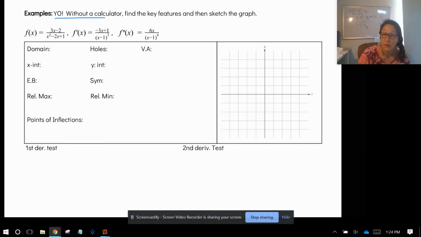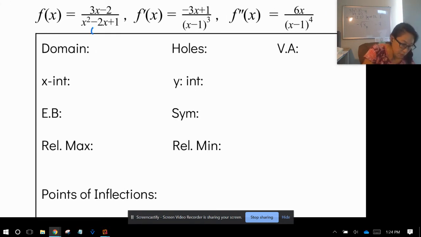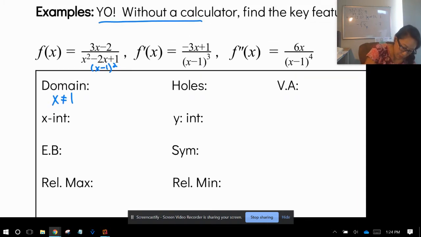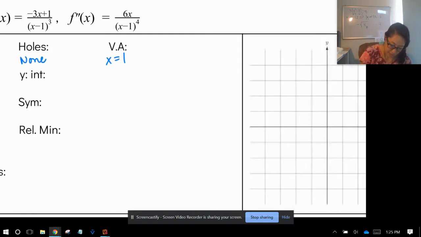So first, we find all of our features of our function. So I'm going to go ahead and factor out the bottom of my function to give me x minus 1 squared. So I know that x cannot equal 1. And the x minus 1 squared, so I'll go ahead and rewrite this. F of x is equal to 3x minus 2 over x minus 1 squared. Nothing cancels, so I don't have any holes. So that means that x equals 1 is a vertical asymptote. All right, so I can go ahead and sketch that in right now.